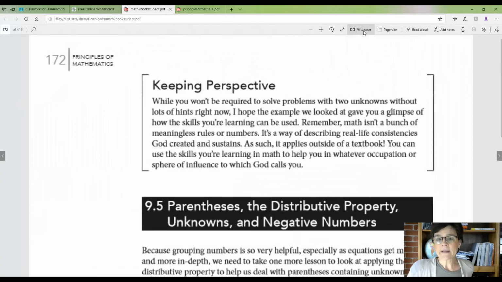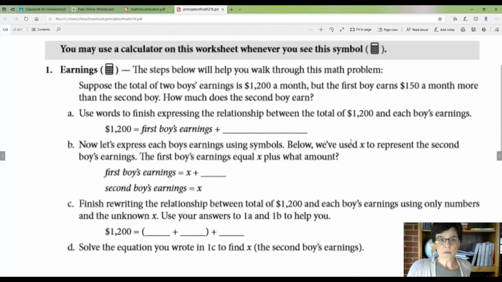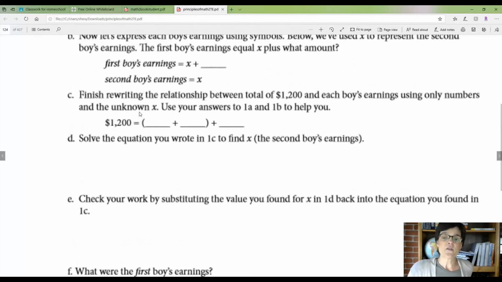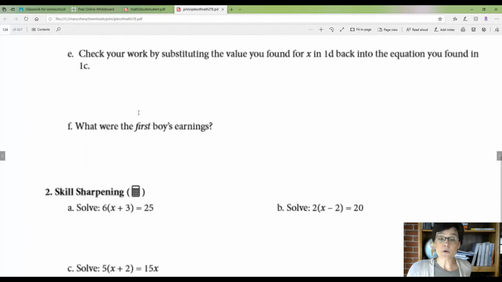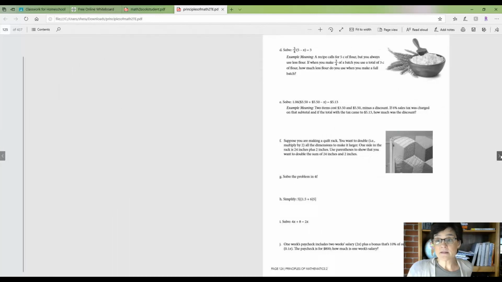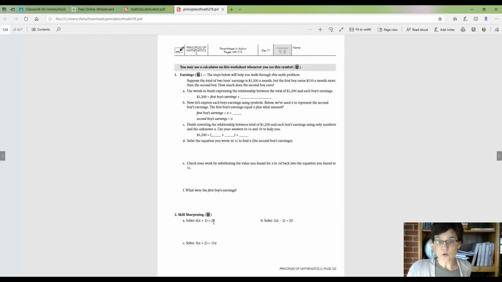So anyway, let's take a look at the page that we're going to do, 9.4. All right, so here we have earnings. You can use your calculator on this one. You've got 1 through D. This is one big problem. Just work your way through. I'm not going to grade it. Oh, there are more than that. It goes through F. Okay, so the first part of the page, 1A through F, is all one problem. So just work it step by step, the same thing we just went through in the book. And then on 2, there's A, B, and C. And then on the back, you've got all the way through J. And I think I'll grade that skill sharpening because that's a lot of skill sharpening.